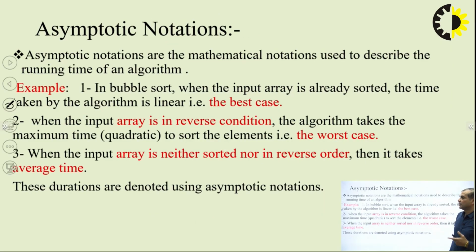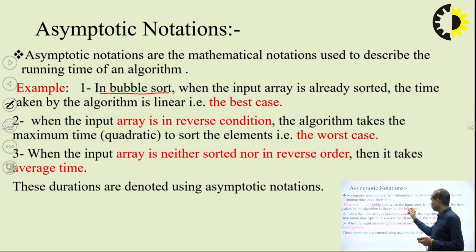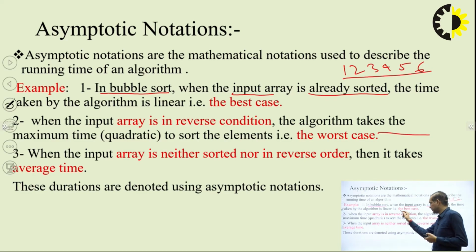Okay. Now we are moving to asymptotic notations. These are mathematical notations used to describe an algorithm. Suppose we take an example of bubble sort: we take the input of an array, and we declare the input array is already sorted, meaning we use the data 1 2 3 4 5 6. Our data is already sorted. So when we apply bubble sort, my data is already sorted, so I will represent this through the best case.